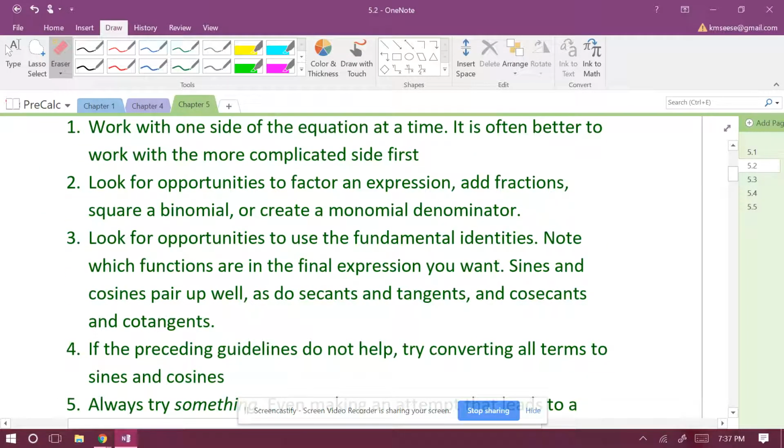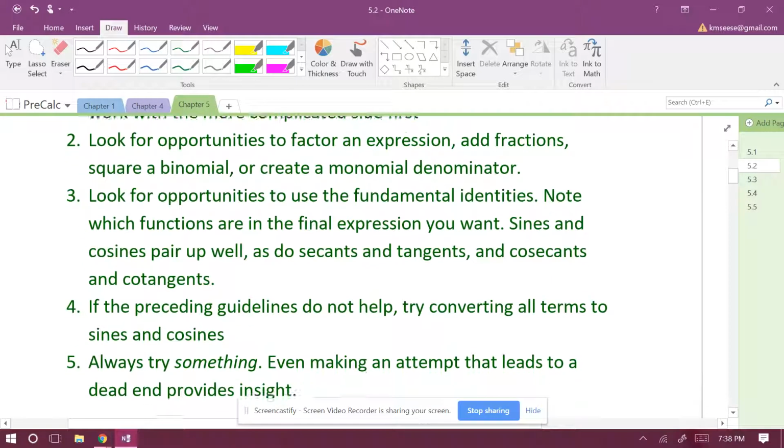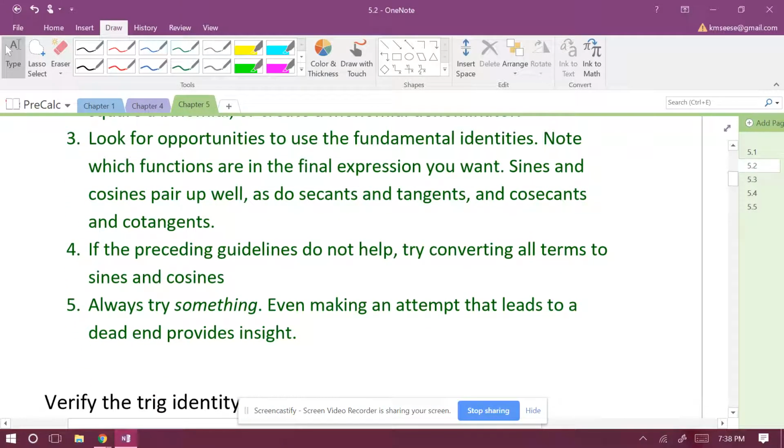For number 3, you want to look for opportunities to use the fundamental identities. A lot of times, just putting everything in terms of sine and cosine can lead you down the correct path. So you want to see which pair up well: sines and cosines, secants and tangents, cosecants, cotangents. Once you do a bunch of these, you'll start to see a pattern in some of the rules here. As I mentioned with number 4, if nothing else, put everything in terms of sine and cosine and see if that takes you somewhere. It may not look like it at first, but it may be really helpful.